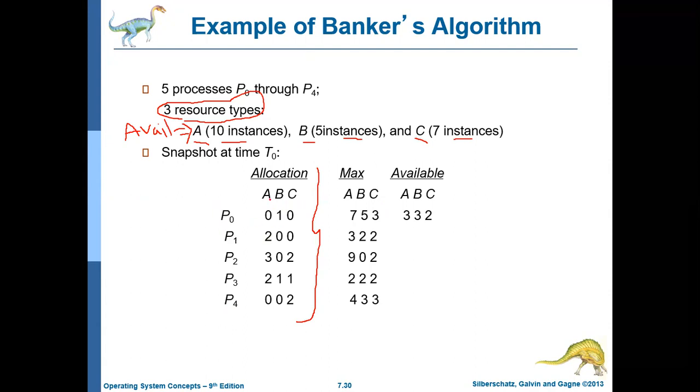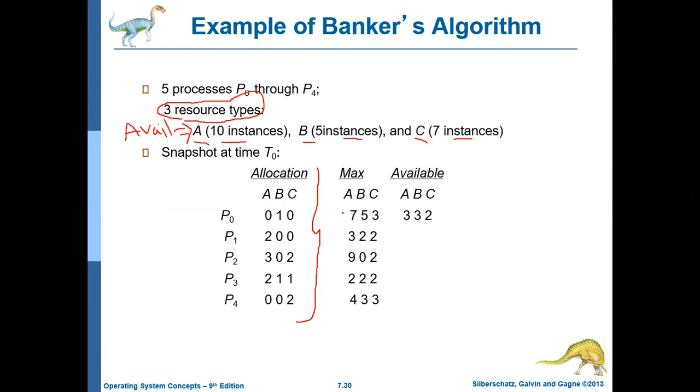Similarly, 2 instances of resource A are allocated to P1, 0 instances of resource B are allocated to P1, and 0 instances of resource C are allocated to P1. And 3 instances of resource A are allocated to P2, 0 instances of resource B are allocated to P2, and 2 instances of resource C are allocated to P2. Like that, these many resources were allocated.